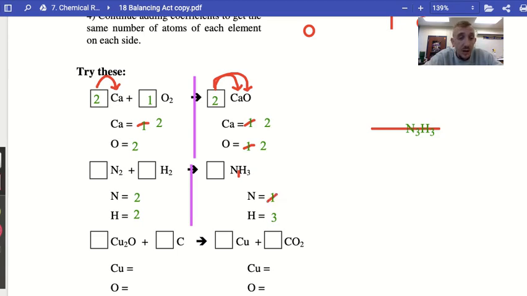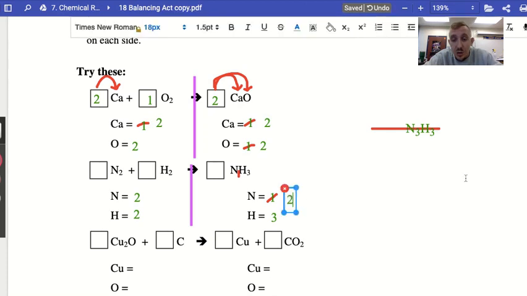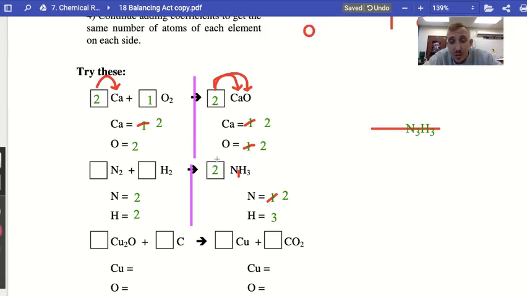All right? And so my goal is to get this to 2. And how I do that is I'm going to put a 2 coefficient. Reason being is 2 times 1 is 2. But now I have to look at what that coefficient also does to hydrogen. So what's 2 times 3? And so 2 times 3 is going to get me 6. And you're like, oh no, Mr. Sassby, something's wrong here. You're fine, okay?